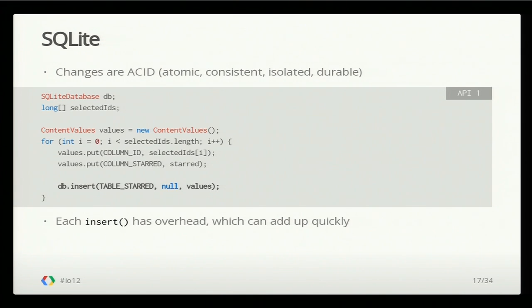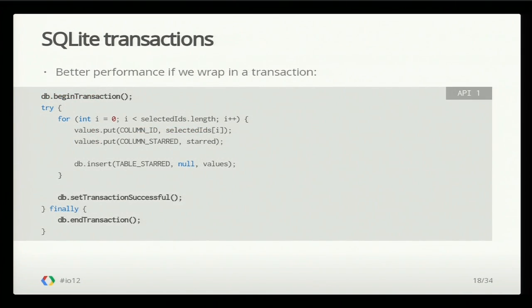So instead, we can manage that overhead ourselves by wrapping those mutations, those changes, inside of a transaction. So it's the same core code here, the same for loop. But before we call into that, we're calling a begin transaction. We're opening a single atomic transaction, performing those mutations, and then we're setting our transaction successful and then ending it. And this ends up having a big impact.